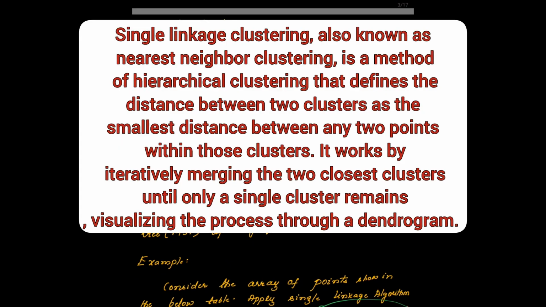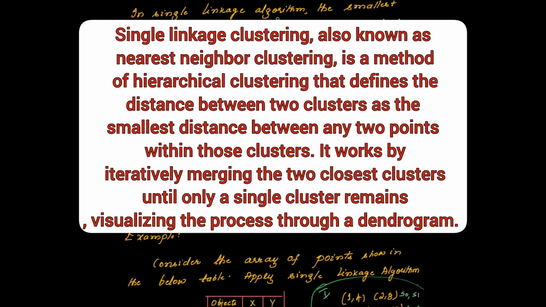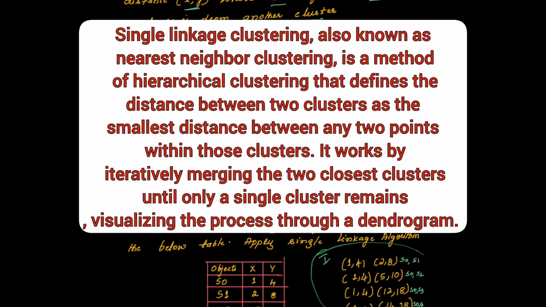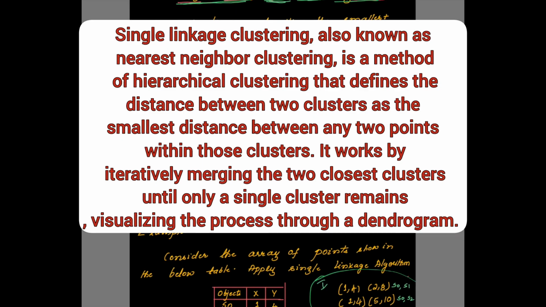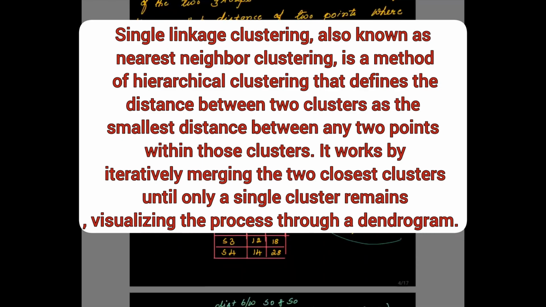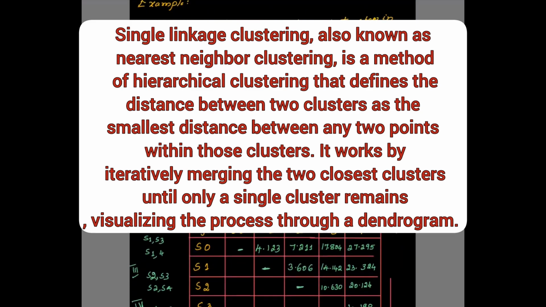Let us see one type of agglomerative clustering here, which is the single linkage or MIN algorithm. Single linkage clustering, also known as nearest neighbor clustering, is a method of hierarchical clustering that defines the distance between two clusters as the smallest distance between any two points within those clusters. It works by iteratively merging the two closest clusters until only a single cluster remains, visualizing the process through a dendrogram. So what is the logic you are applying here in order to merge and bring these two data points into one cluster? Those things you will see here in this example.